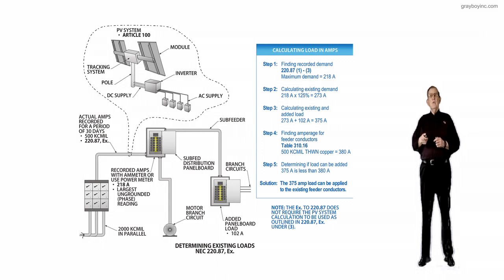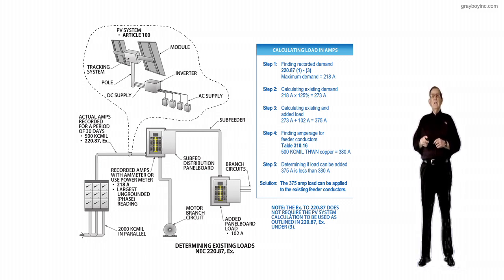And notice first the actual amps recorded for a period of 30 days. We come up with 500 kcmil. Now we want to apply the exception to 220.87. And then notice the recorded amps with the amp meter or used power meter is 218 amps, largest ungrounded phase reading. So that has been monitored for 30 days.